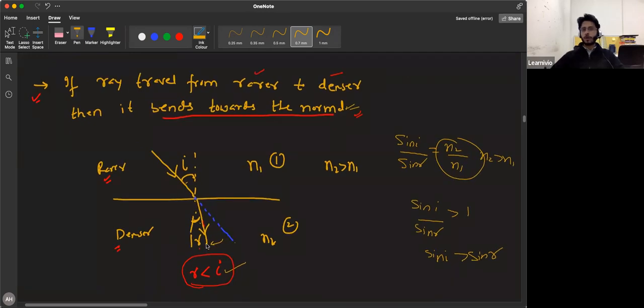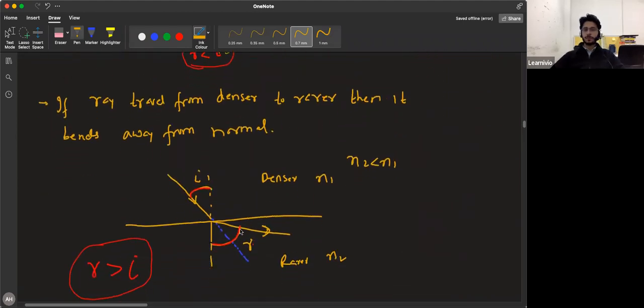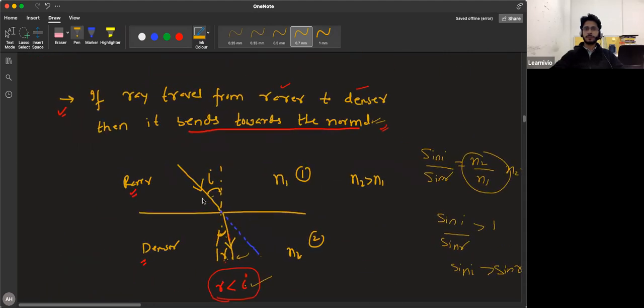And if you want to compare r and i, when it bends towards the normal, then r is less than i. When it bends away from the normal, look at this diagram: this r angle is greater than i. The angle of refraction is greater than the angle of incidence if it bends away from the normal. If it is bending towards the normal, then the angle of refraction is less than the angle of incidence. Note it down.